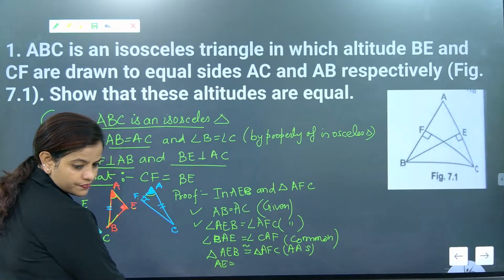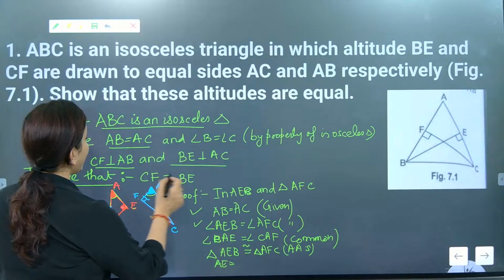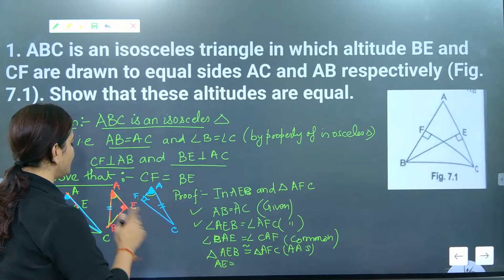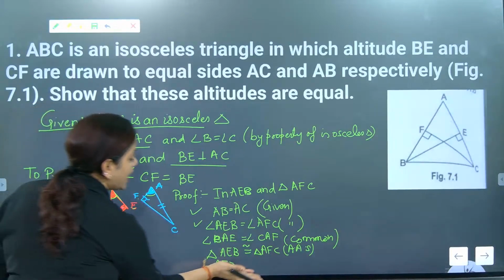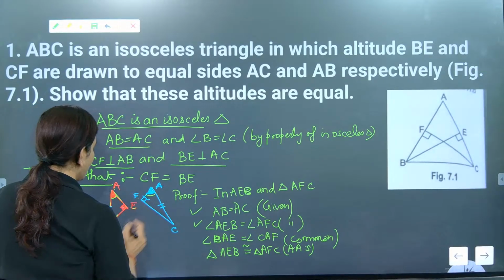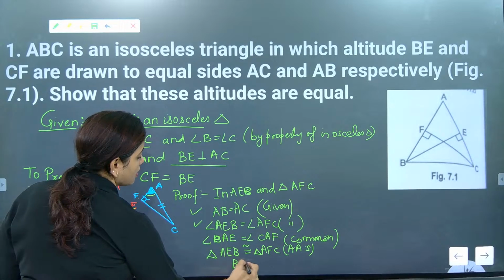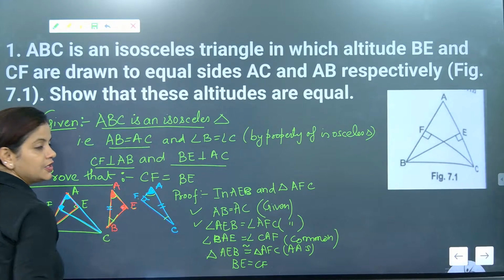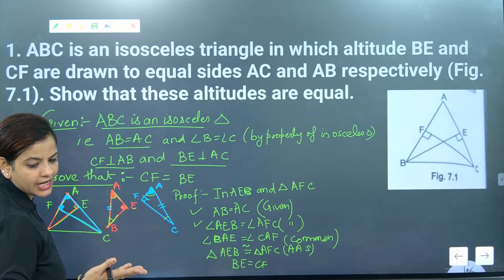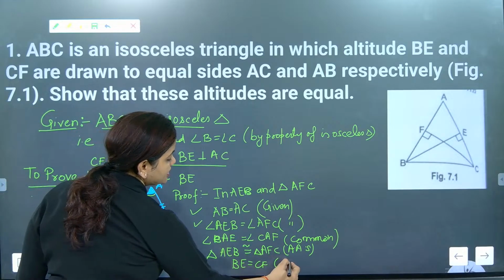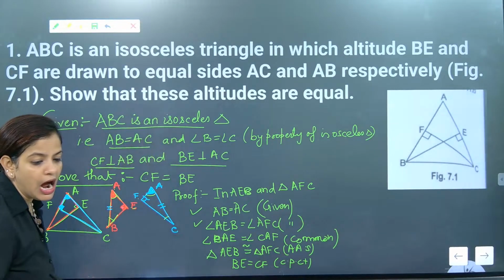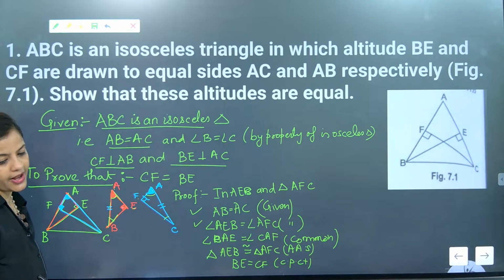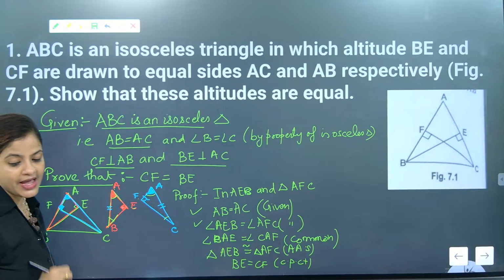And by CPCT, AE is equal to AF. Now all respective sides will become equal: BE is equal to CF, AE is equal to AF. This angle also will be equal to this angle, because corresponding sides and angles become equal. This is called CPCT, corresponding parts of congruent triangles. By that CPCT, we will make them equal.